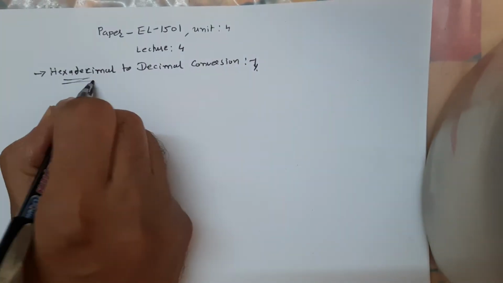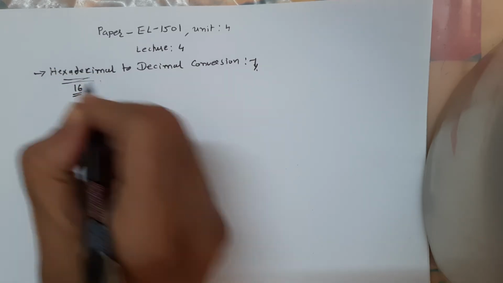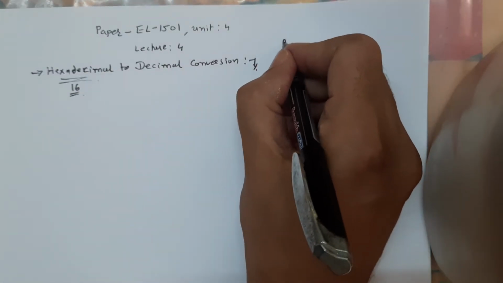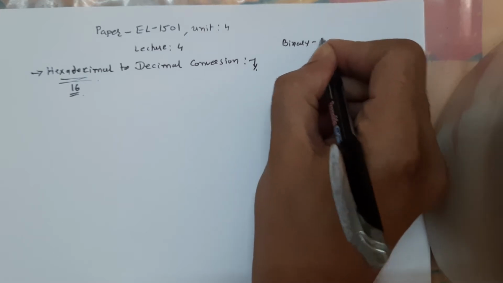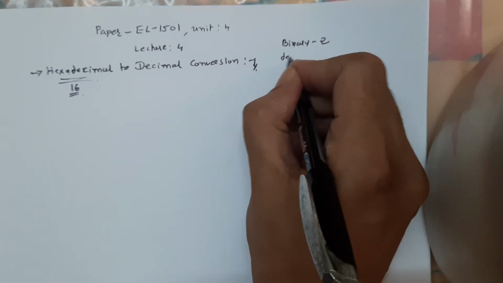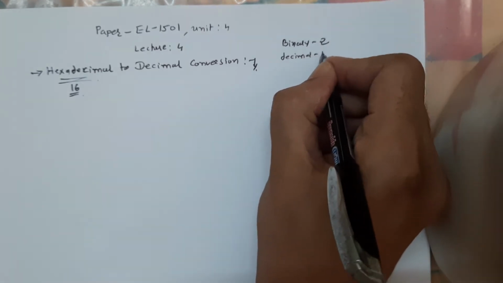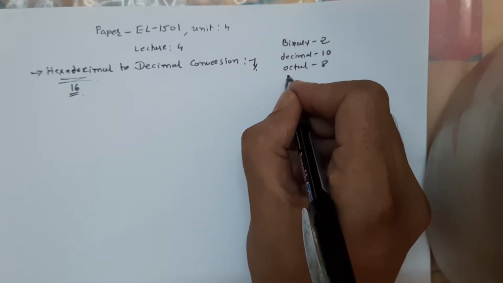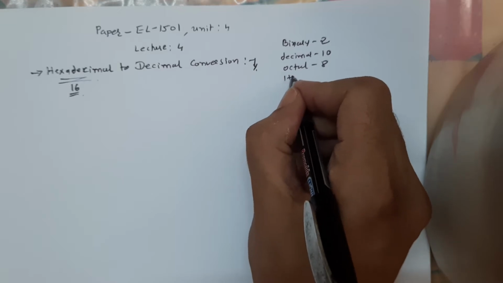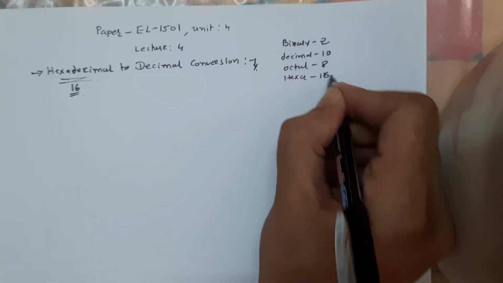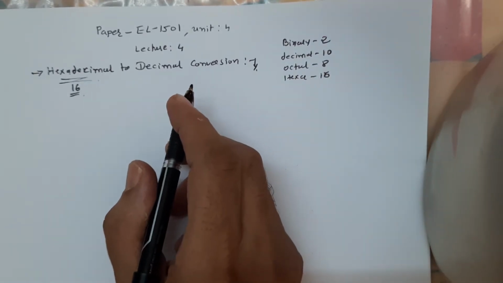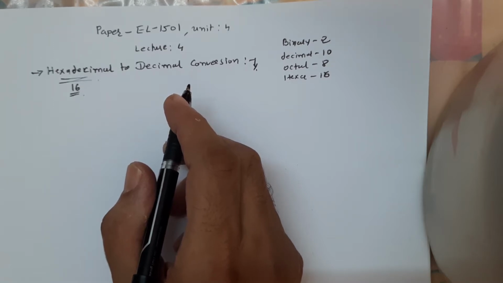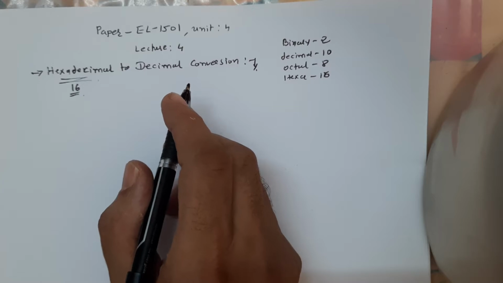What is the meaning of hexa? Hexa means 16. Like this, binary 2, decimal 10, octal 8, hexa 16. In this way, we now convert the hexadecimal number into the form of decimal number.